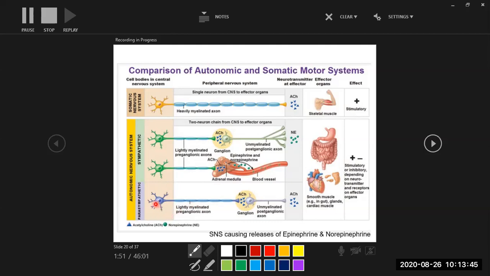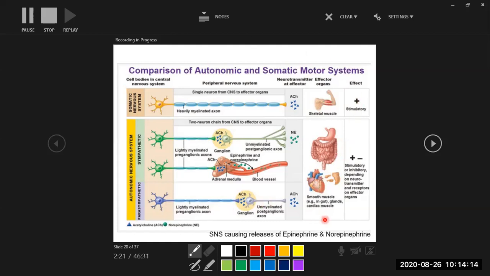We also have parasympathetic, which releases acetylcholine. So this acetylcholine is the same as this acetylcholine, but their function is different because the receptor is different. This one acts on the nicotinic acetylcholine receptor in the muscle. This one acts on a different type of receptor in our GI system, in our heart and our vessel.